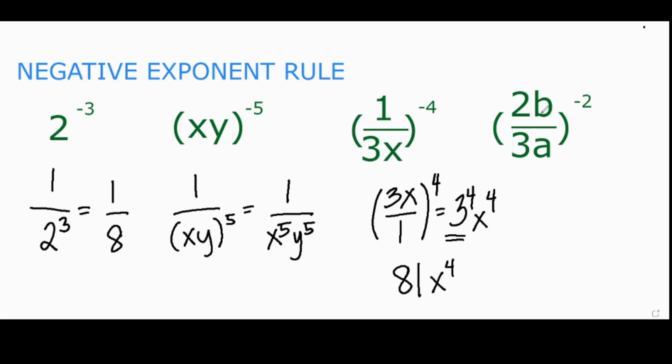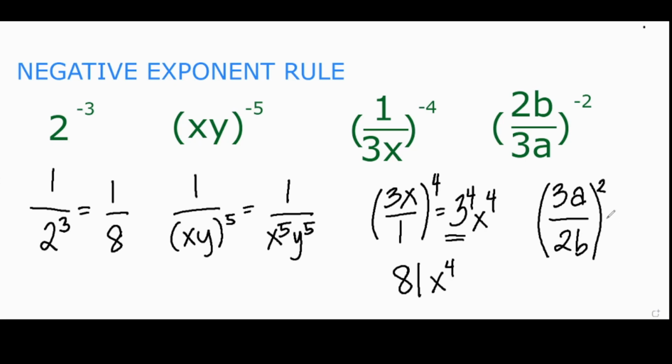So, we have here (2b over 3a) raised to negative 2. First, make your negative exponent a positive by interchanging your numerator and denominator. So, we put 3a on our numerator and 2b on our denominator. But again, they should still be inside the grouping symbol. And now, since we interchanged their positions, our exponent will be a positive 2.